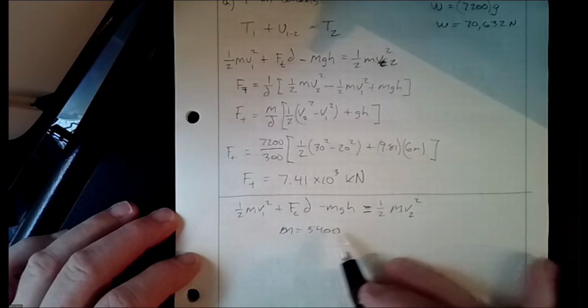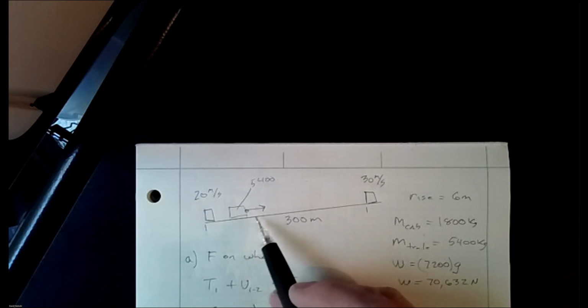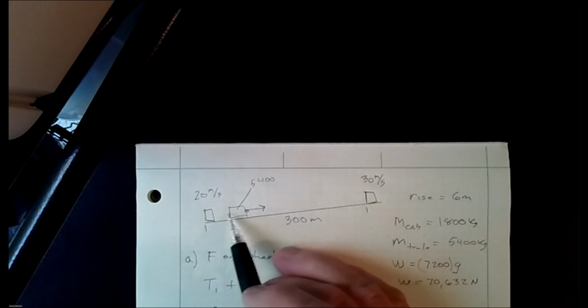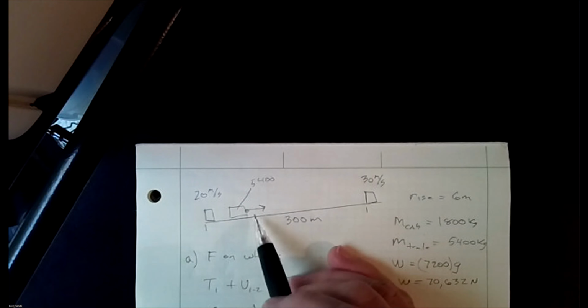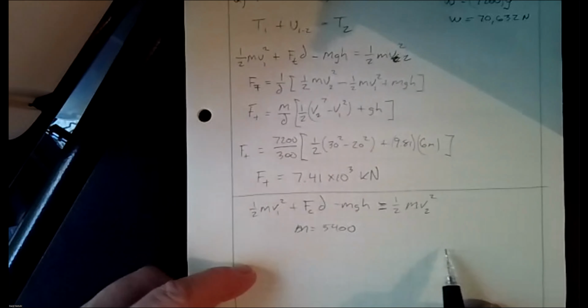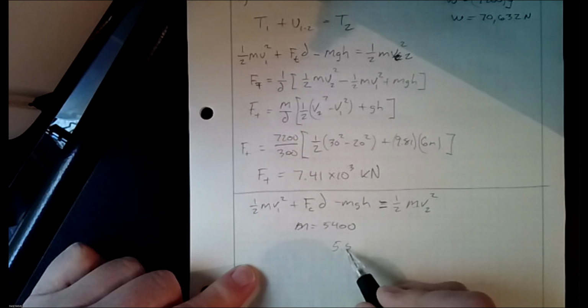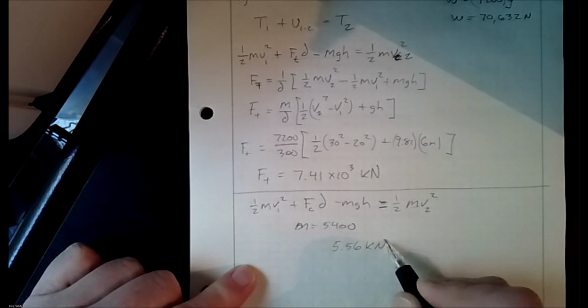So maybe an easier way to understand it would be if I was pulling this trailer up a hill, and let's say I was very strong and I could pull it up the hill, then how much force would I have to apply over that distance? And that's what this is. So using that mass of 5,400 and plugging it all in here again like before, I'd end up with 5.56 kilonewtons.